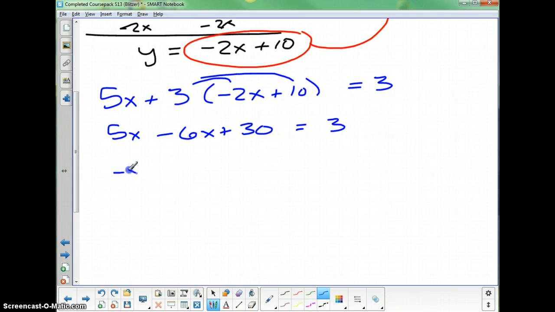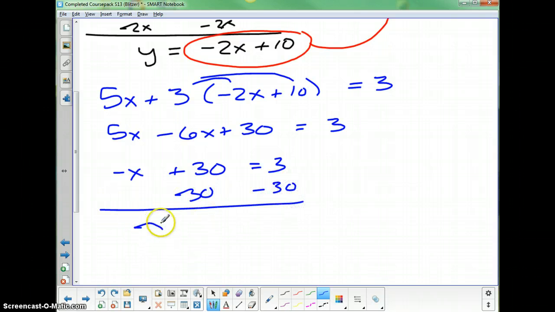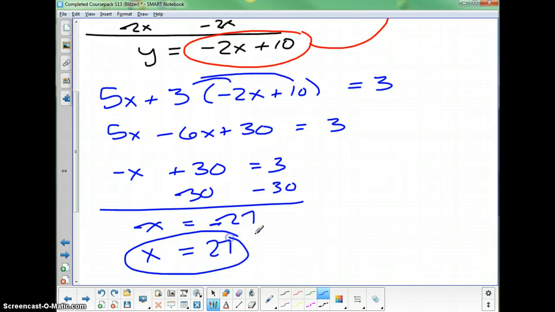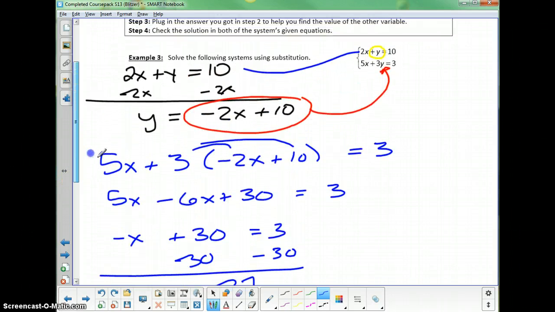5x minus 6x is negative x plus 30 equals 3. So if I subtract 30 from both sides, I get negative x equals negative 27. Then I get that x is equal to positive 27 if I divide both sides by that negative.